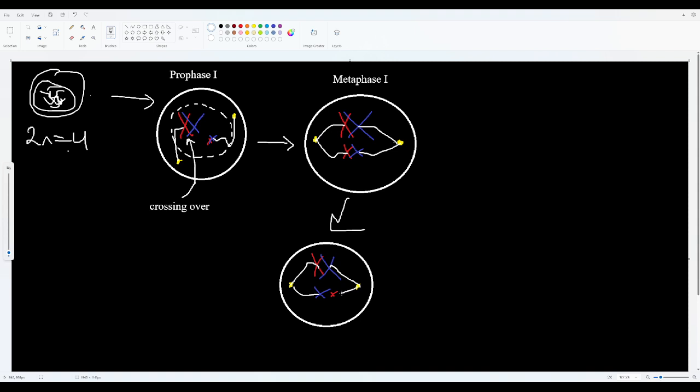So now look at this. Look how these are different. If you cut it in half this way, now one cell has some of mom's and some of dad's, and the other cell has some of dad's and some of mom's, versus this one, where one has all of mom's and the other has all of dad's. This process is known as independent assortment.